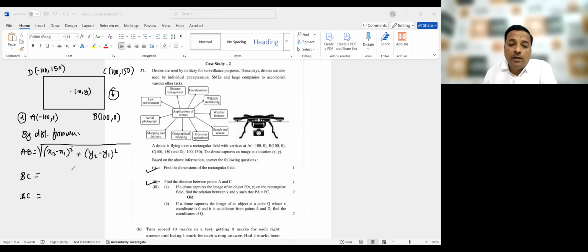Third part is: if the drone captures the image of an object P(x, y), find a relationship between x and y if PA is equal to PC. Any idea what to do? Does anyone have any idea?